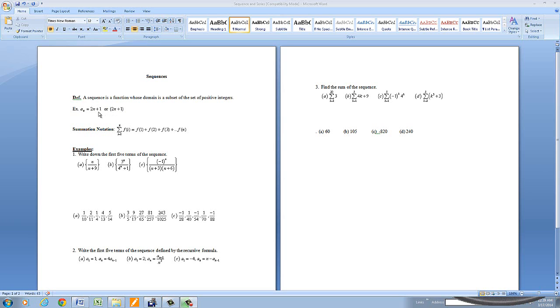Now, the only time that, say, 1 will not be in the domain is when you have something in the denominator that will give you 0. For example, if you have n minus 1 in the denominator, you put a 1 there, you're going to get 0. So that would be undefined.